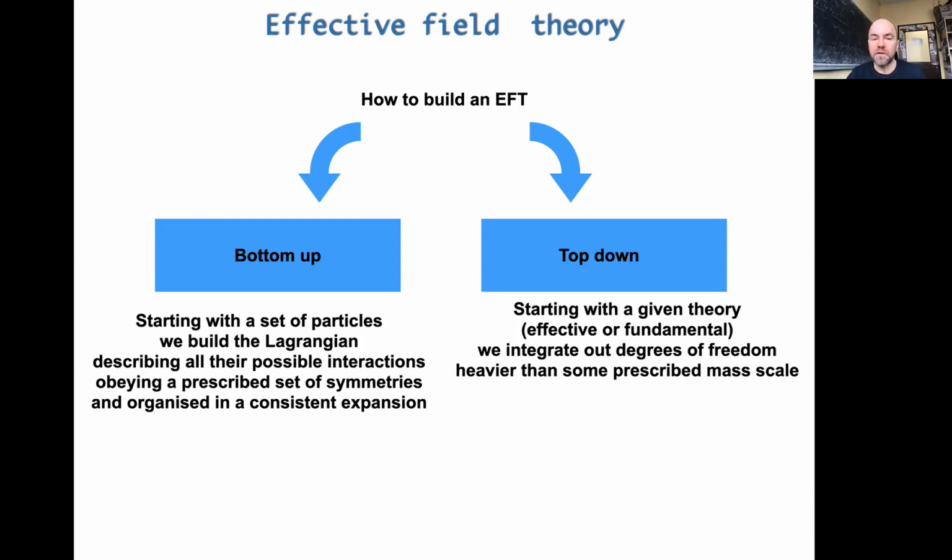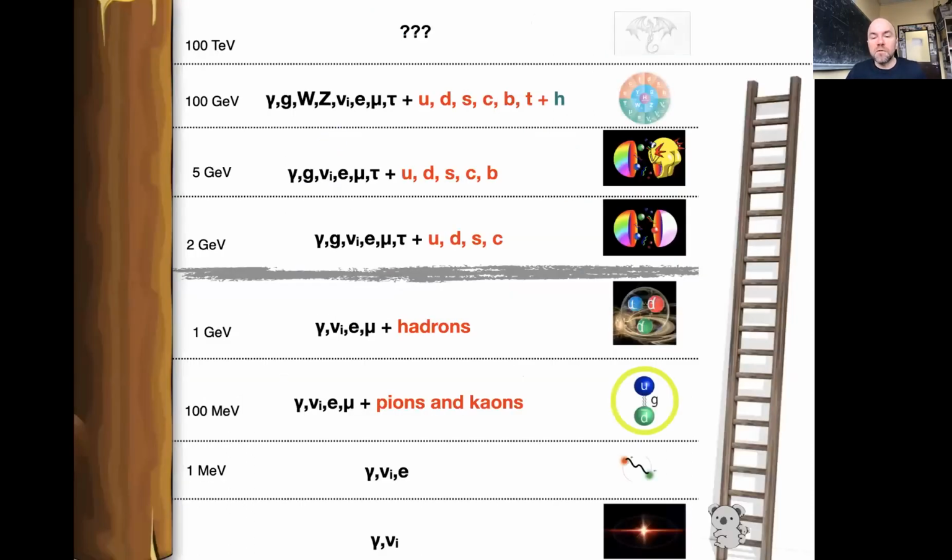So going back to this ladder of the effective field theories that we can see in nature, let me give you an example that illustrates these ideas. And the simplest example that exists here is actually down at the bottom of the ladder.